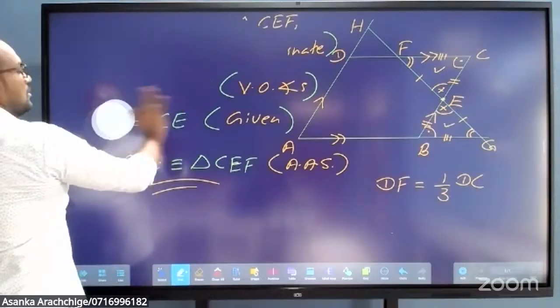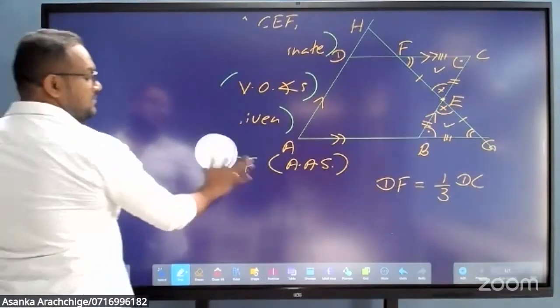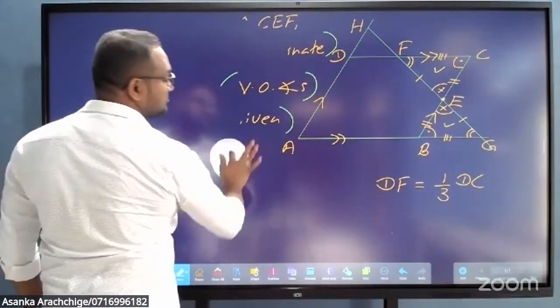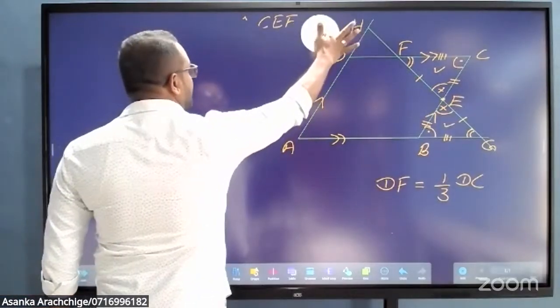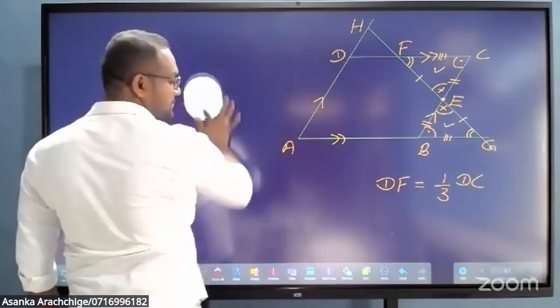I have marked that information in the diagram because it can be useful later.